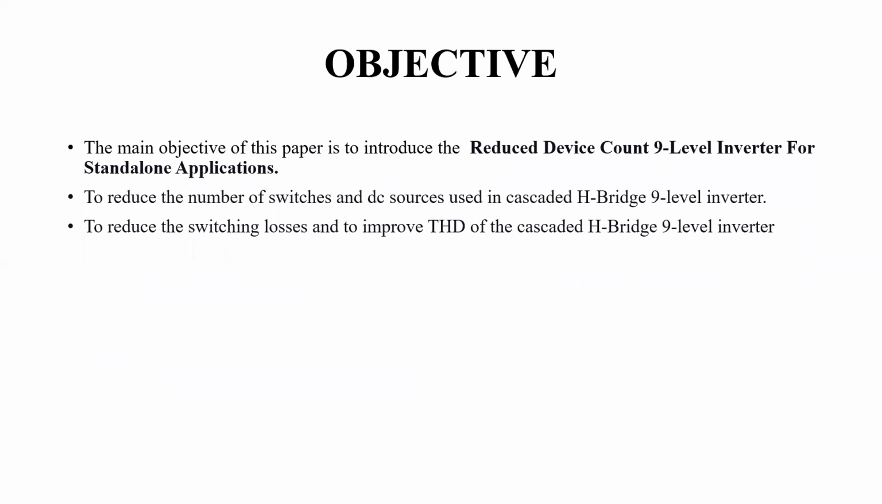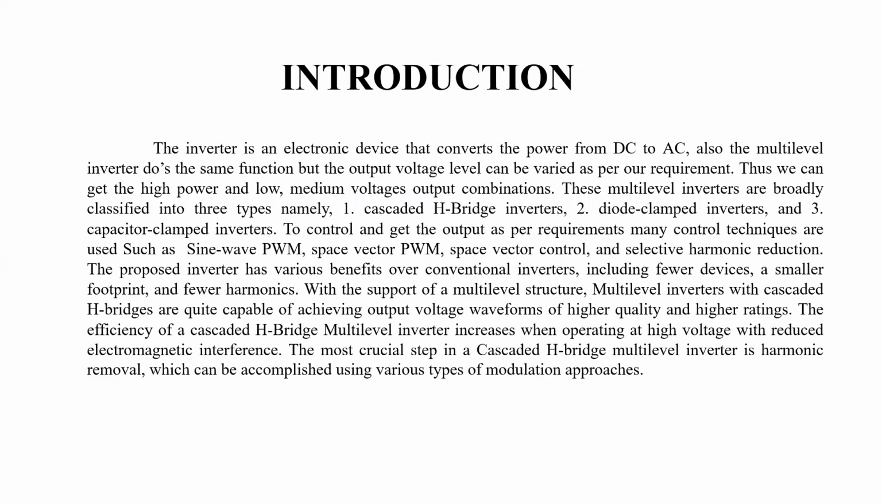Objective. Coming to the objective, the main objective of this paper is to introduce the reduced device count 9-level inverter for standalone applications. Currently, the conventional cascaded H-bridge is used, and another objective of this paper is to reduce the number of switches and DC sources used in the conventional inverter, to reduce the switching losses and improve the THD of the cascaded H-bridge inverter.